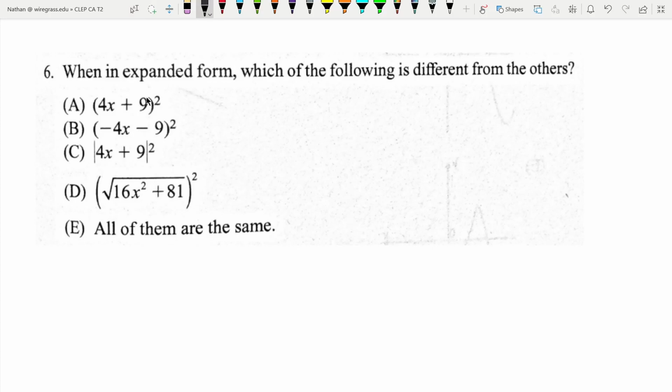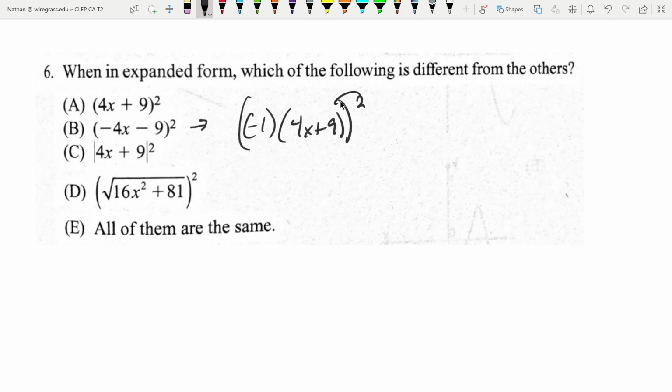So we want to see which one of these is different, if there is one that's different. And A is kind of the simplest one. I'm not actually going to expand it out because I don't need to. B, what I can do is I can factor out the -1. And the 4x plus 9 is left there.